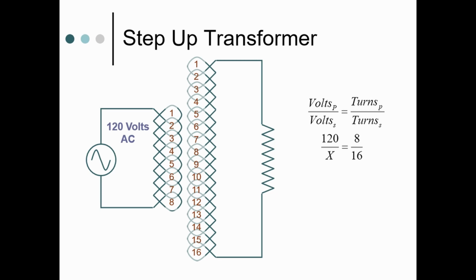Next, we substitute numbers for the variable names, solve for x, and when we do the math, we find our new voltage is 240 volts. Actually, the number of coils is not important, but rather the ratio of coils, primary to secondary, is the governing factor.